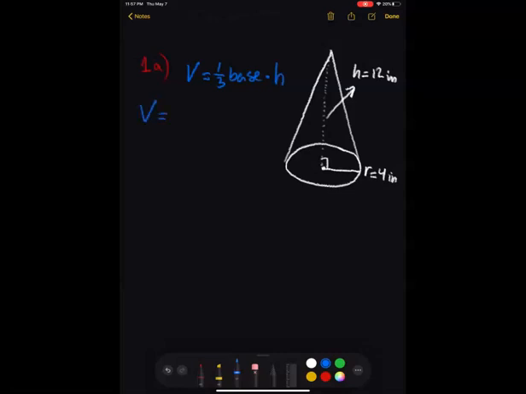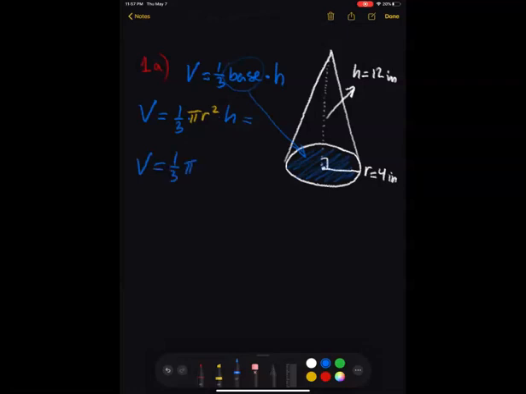We know that 1/3 times base, the base is this area right here, so I'm gonna shade it lightly. We know that the area of a circle is pi r squared, and then we're gonna times our height. That is equal to, so volume is 1/3 times pi.